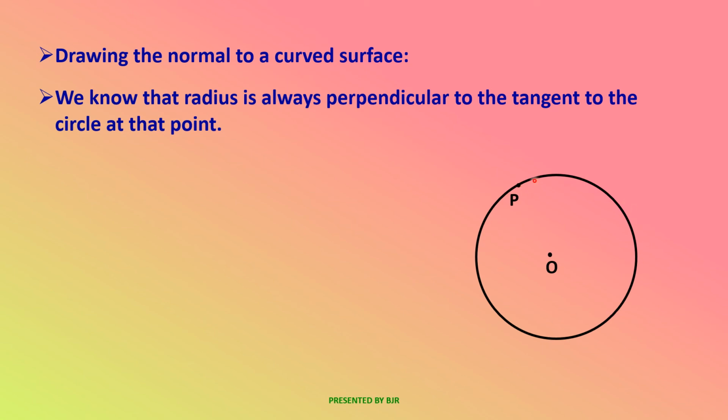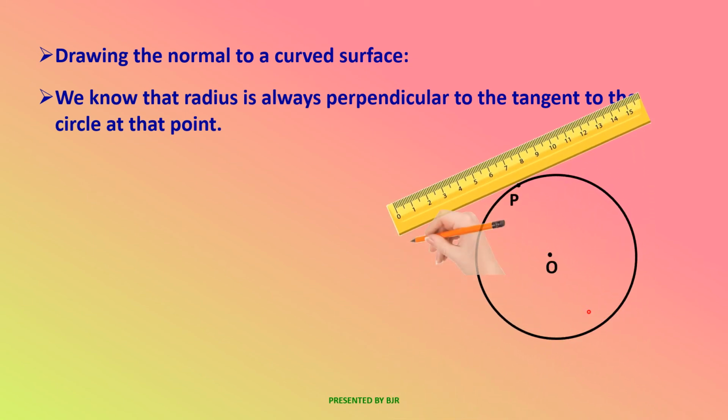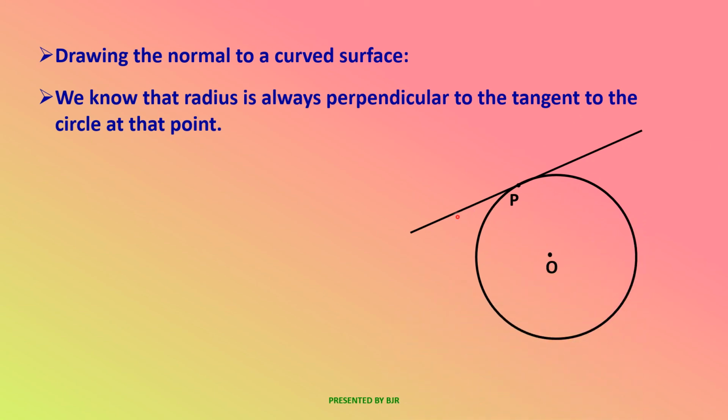Now we have to draw the normal at this point. Assume that it is a curved surface. Now how to draw the normal at point P on the curved surface? First we have to draw the tangent at point P. Here I am going to draw the tangent. So this is the tangent drawn at point P, and let us draw the radius PO.